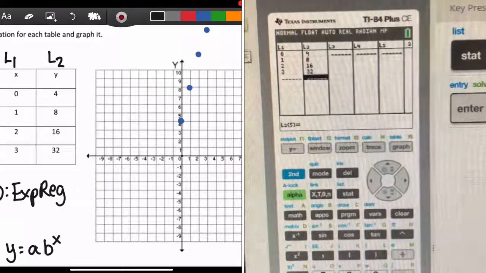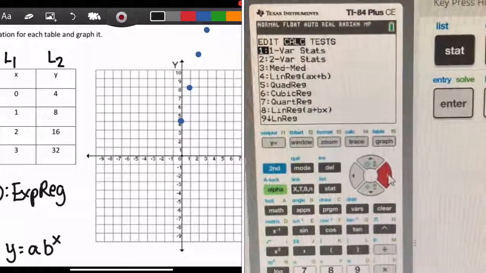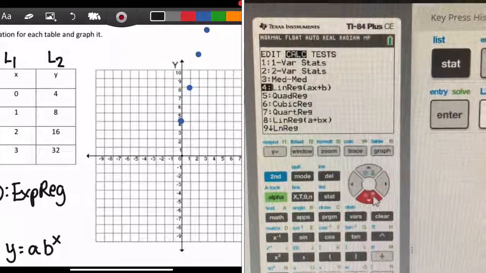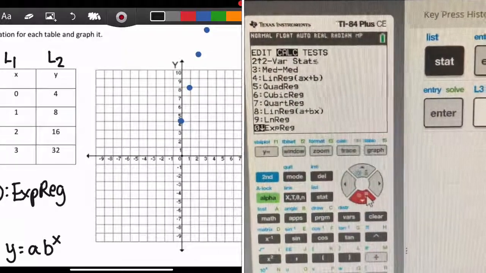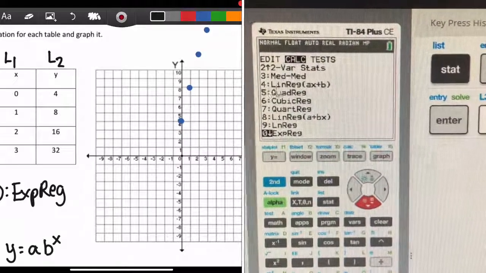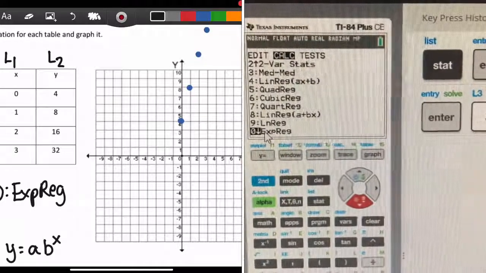I'm going to hit stat again. Remember, these are the steps to finding your equation. Go over to calc, and then you can hit 0. I'm going to scroll so you can see the different options. We usually use 4 for linear functions, LinReg, and 5 for quadratic functions, and now we're dealing with exponential functions, so we're going to use option 0.